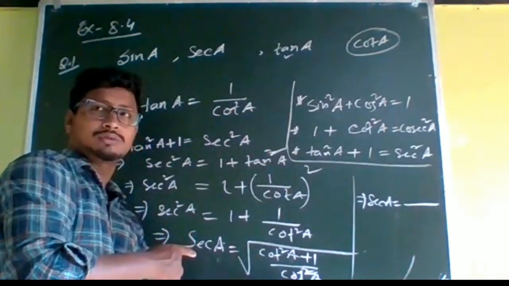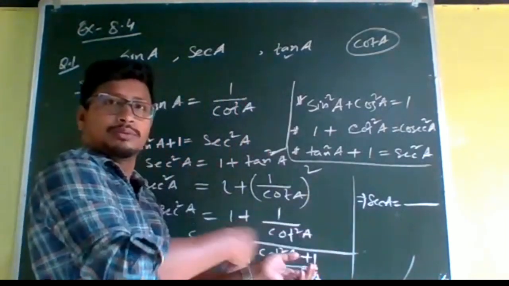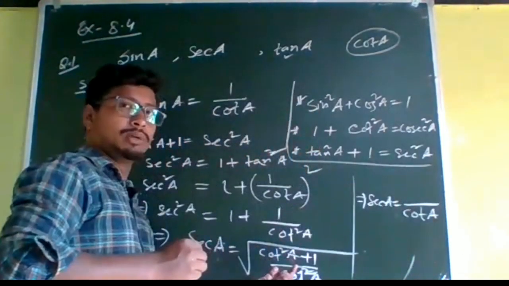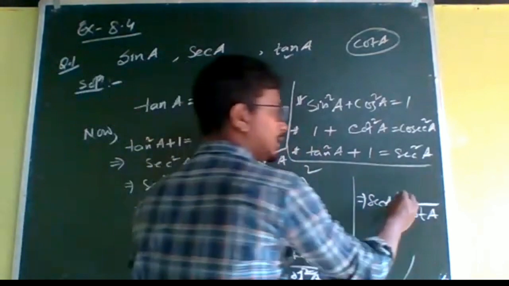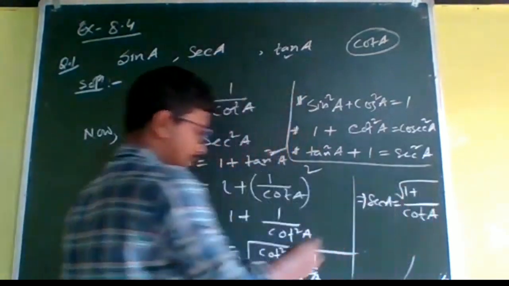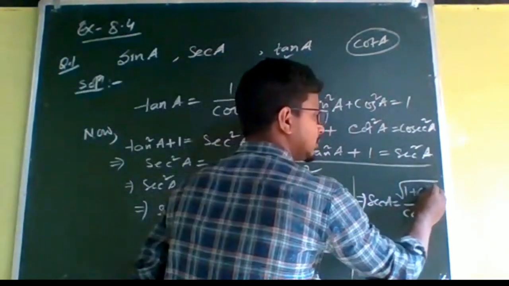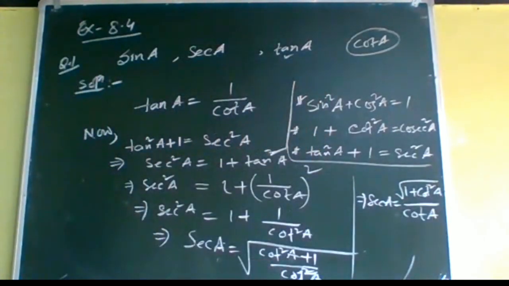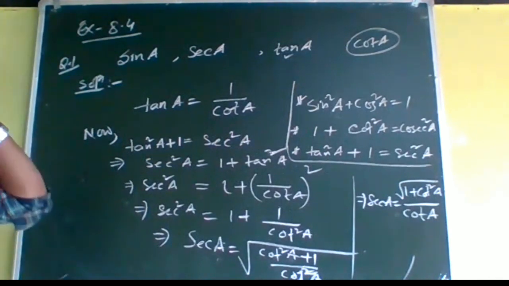For the down part, the square root of cot square cancels with the square root, so it will remain only cot a. And what about our numerator part? We cannot cancel, so that will remain as it is. So we write generally 1 plus cot square a. This is our sec a. Okay, is it clear? Any doubt? Tell me. Any doubt?